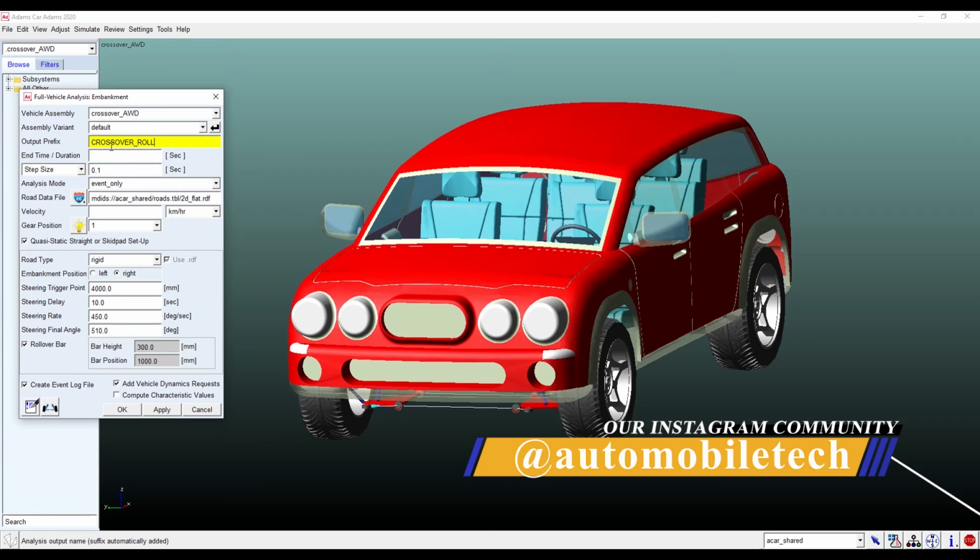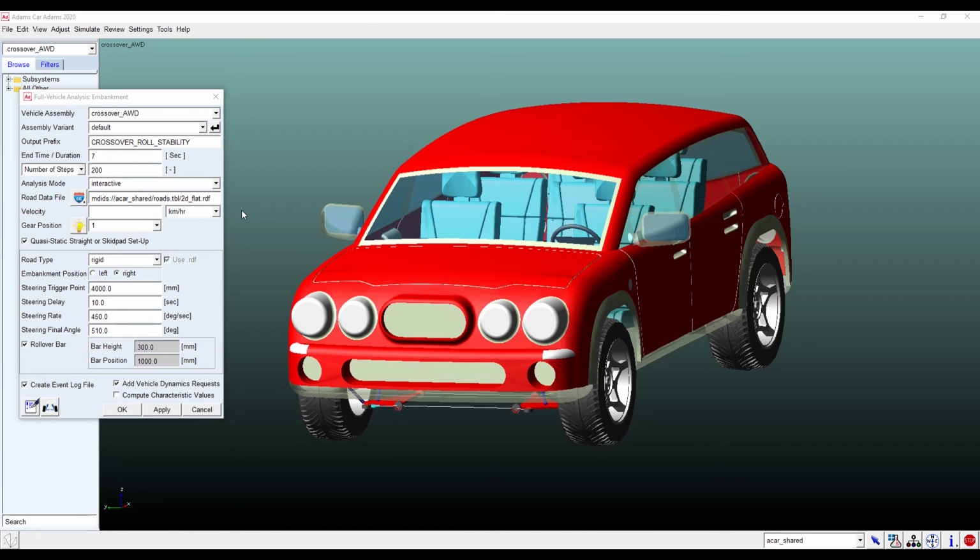Embankment. During an embankment analysis, the vehicle is driven over a small ramp, then down an embankment until it reaches the ground surface. The vehicle starts with an initial velocity, and after the trigger point is passed and a specified delay is reached, a constant ramp steer is applied. The steering stops at the final steering angle. The simulation ends when the end time is reached or the maximum roll angle is achieved, 89 degrees.